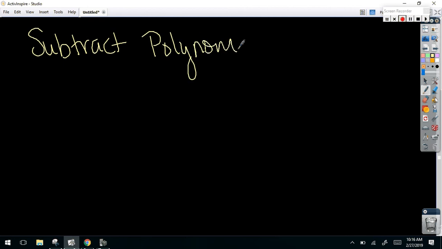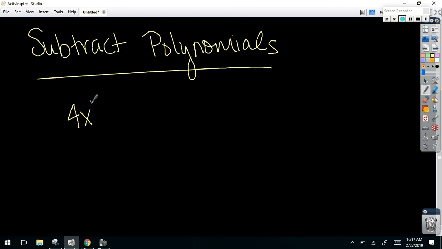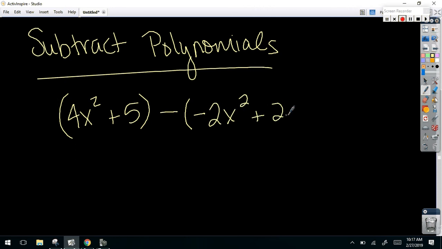Subtract polynomials. Subtracting, really, if you think about when you learn to subtract numbers, subtracting is just adding negatives, right? It's the same thing. So let's say I have 4x squared plus 5, and I want to subtract negative 2x squared plus 2x minus 4. I'm subtracting everything in parentheses.